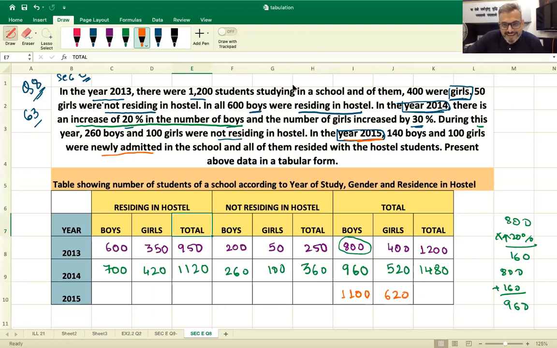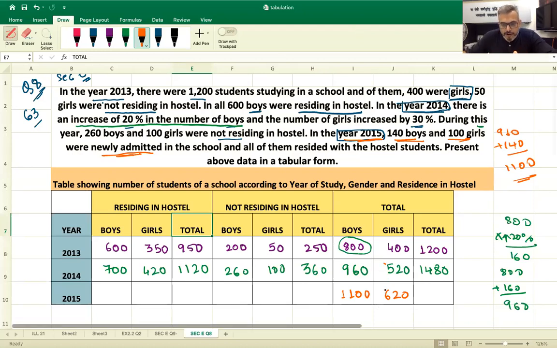Why did you add 960? It is written in the year 2015, 140 boys and 100 girls were newly admitted in the school. That means in 2015, 140 new boys were added. So 960 plus 140 is 1100. Is it clear? Yes sir. Okay. And similarly, there were 520 girls, so 100 added, so it became 620. We do the total. 1720.